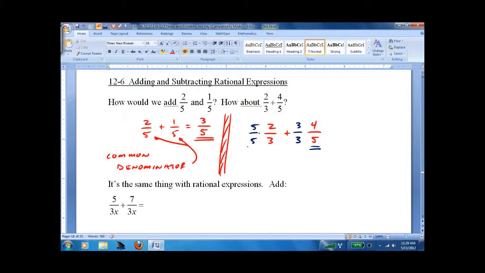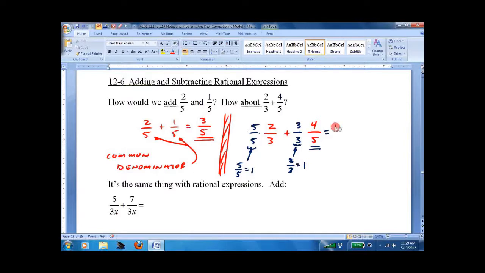What did we just multiply by? Just 1. 5 over 5 equals 1. And we're allowed to multiply anything by 1 anytime we want. 3 over 3 equals 1. We're just multiplying by 1.